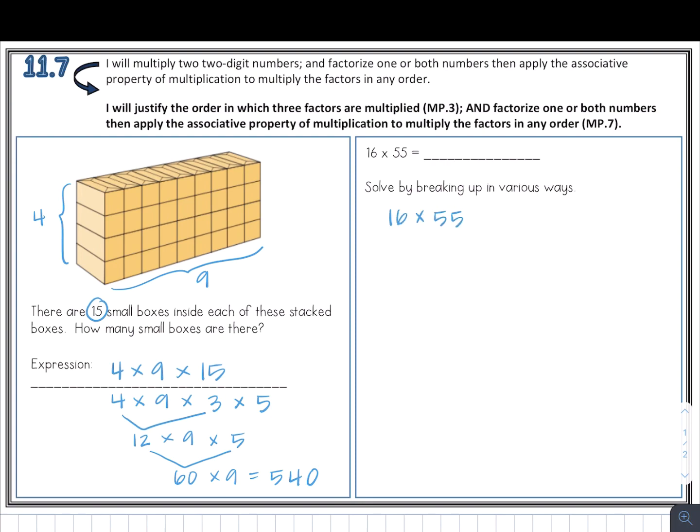Now we're going to solve 16 times 55. And we can break it down into 4 times 4, and then 5 times 11. And then look for friendly products. 4 times 5 is 20. So look for things that multiply into a friendly number that's like a 10 or 100. I also know 4 times 11 is 44. Now I just have to multiply the 20 and the 44 together. Okay? And I can double the 44, which is 88. So I know 44 times 20 is 880.